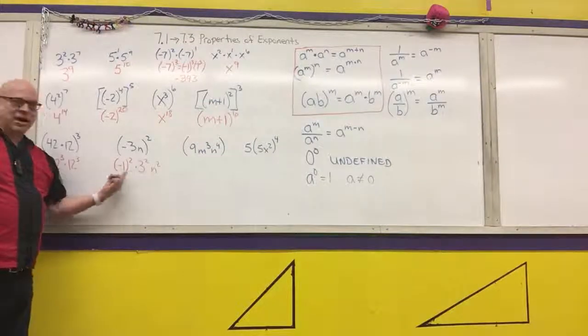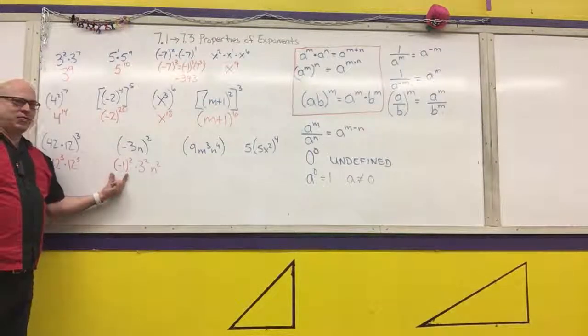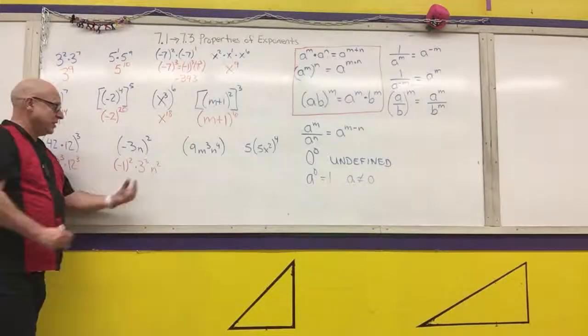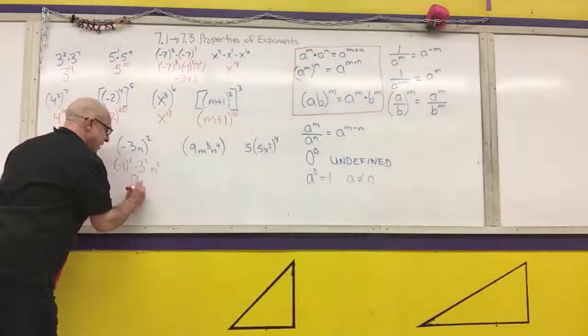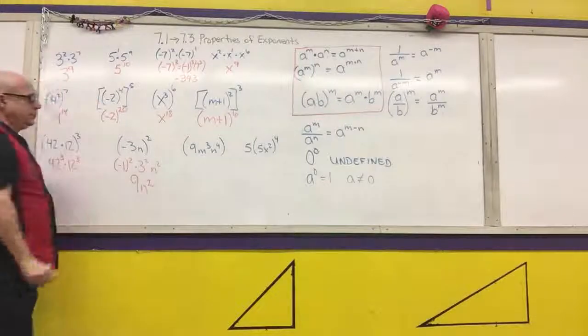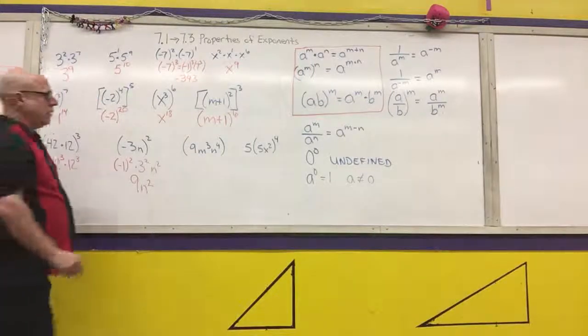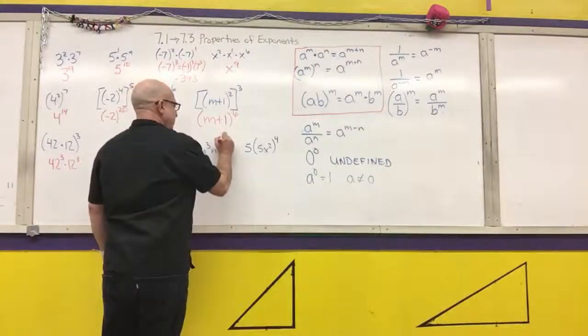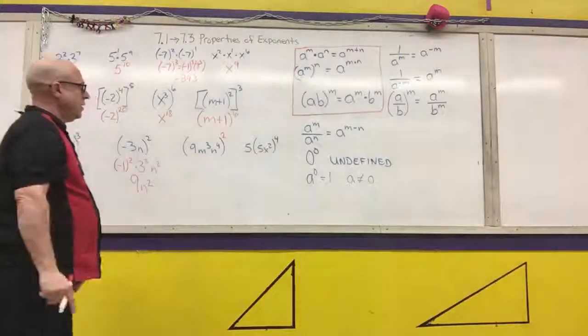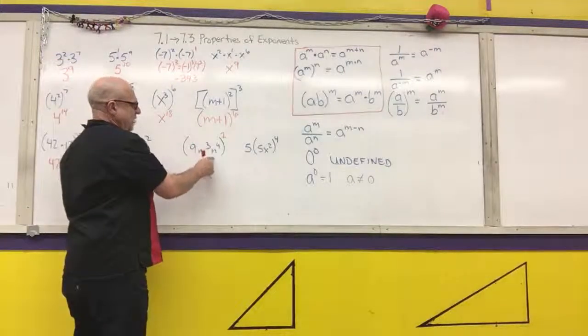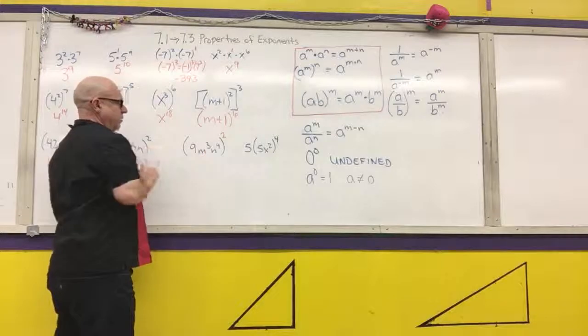These two are memorized squares. Negative 1 times negative 1 is a positive 1, so I'm not going to write it down. 3 times 3 is 9, so that would be 9n squared. Oops, I forgot to square this one. Next one is 9m cubed n to the 4th, all squared.